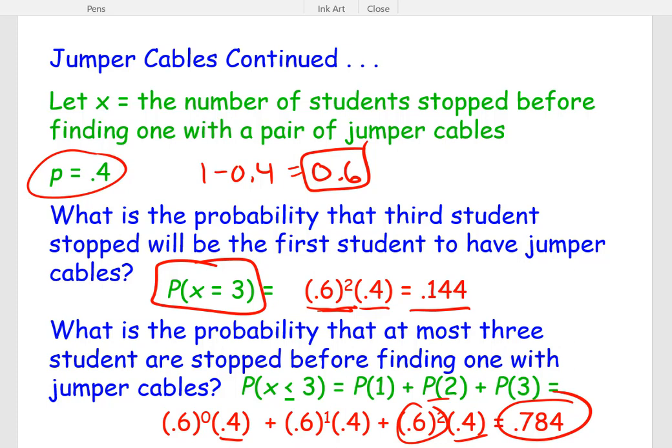Now I want to move on to another distribution. This one is not in the book. So I'm going to close down the PowerPoint here. This distribution is another discrete distribution called the Poisson distribution.